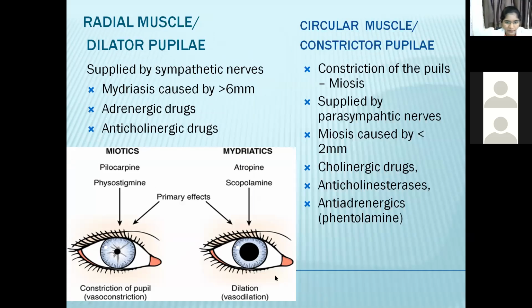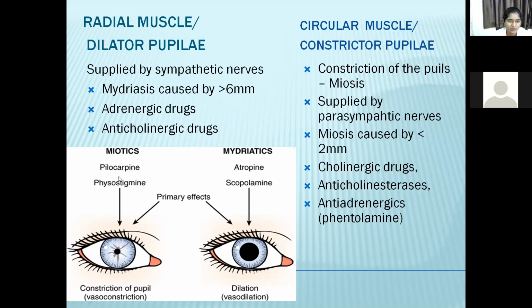So what will happen in mydriasis? Here adrenergic drugs produce mydriasis by acting on the sympathetic nerves. It dilates the radial muscles or dilator pupillae. It produces mydriasis. For example, adrenergic drugs ephedrine, phenylephrine, and the anticholinergic drug atropine. These drugs cause mydriasis. Here, increase in pupil size is called mydriasis.